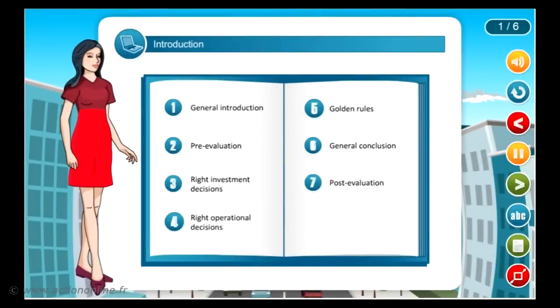Now, let's take a look at making the right operational decisions. After we have made the right investment decisions, it is important to be able to run our business smoothly and fruitfully. We will help you to examine company data and learn a simple analysis technique to make the right decisions.